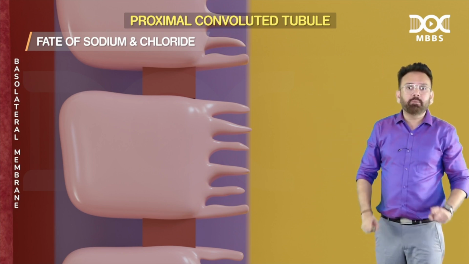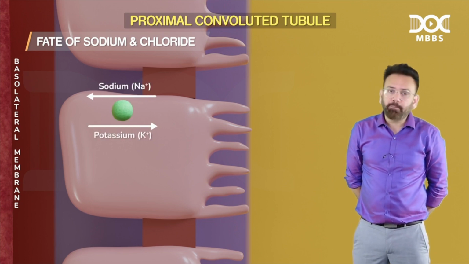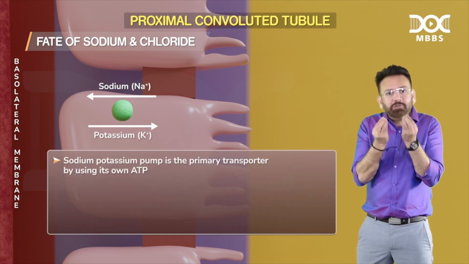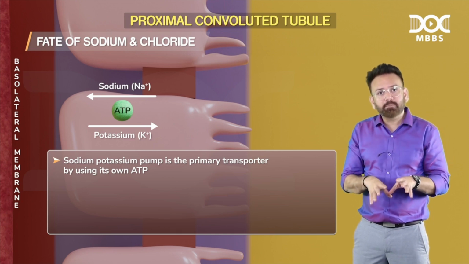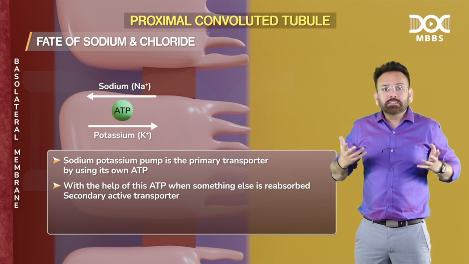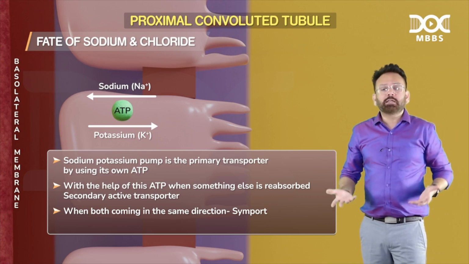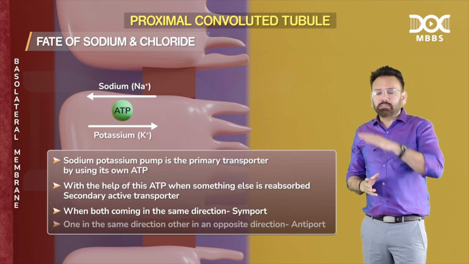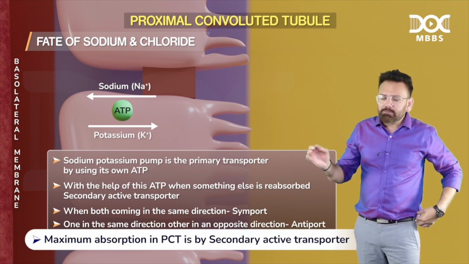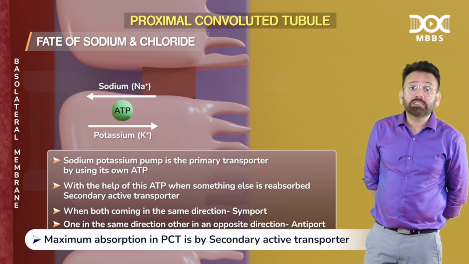The basolateral membrane is decorated by a pump called the sodium-potassium pump. Almost every cell has it. And this sodium-potassium pump is the primary active transporter, using its own ATP. And with the help of this ATP, when something else is reabsorbed, it is called a secondary active transporter. When both are coming in the same direction, it is called symport. And if one is coming in the same direction and the other in the opposite direction, it is called antiport. So the maximum things in the PCT are absorbed by secondary active transporters.